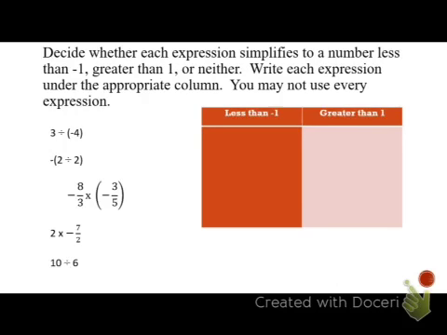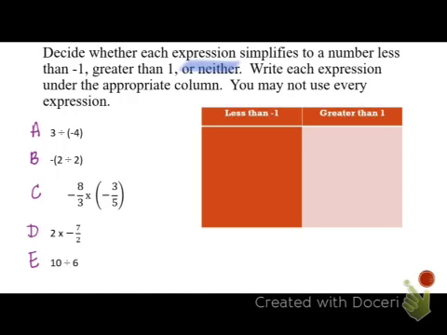Next, we want to decide whether each expression simplifies to a number less than -1, greater than 1, or neither. We want to write an expression under the appropriate column, and you might not use every expression because remember, some may be neither. For me, I find it helpful to list these out as A, B, C, D, and E. It just makes the sorting easier. And then you want to simplify each expression to see how it compares to -1 and +1.